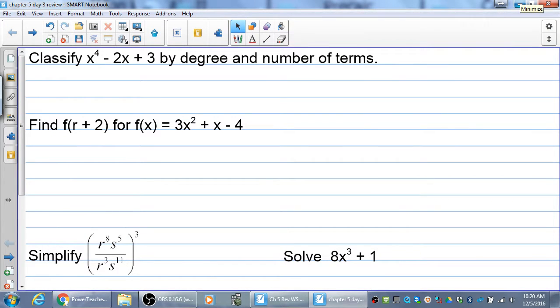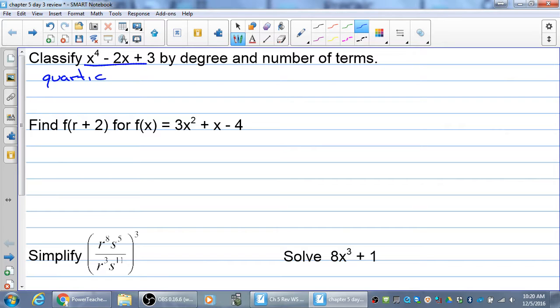Away we go. Classify x to the fourth minus 2x plus 3 by degree and number of terms. This is a quartic. So it goes constant, linear, quadratic, cubic, quartic, quintic. I don't think we have an x to the 5 on the test, quite frankly.